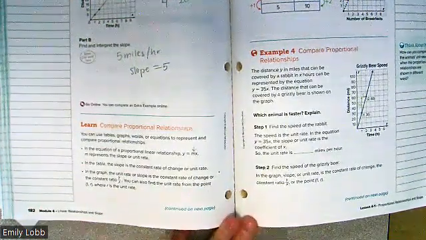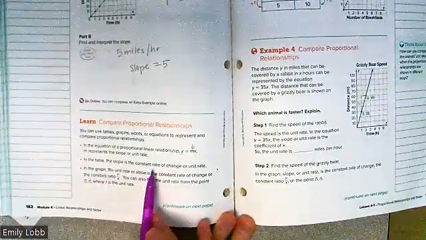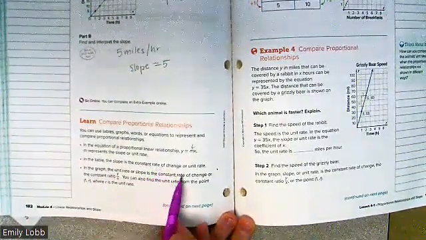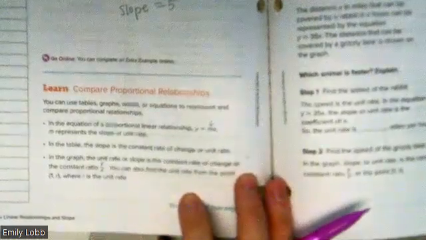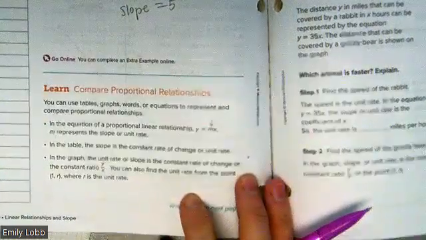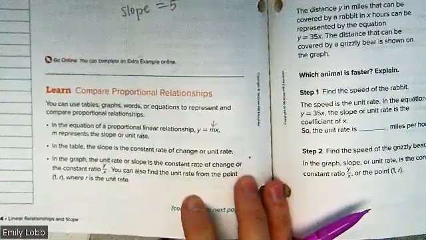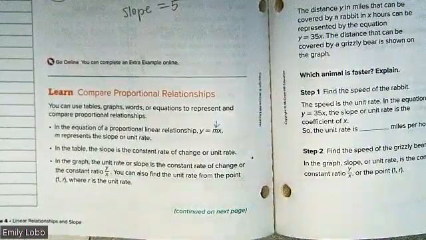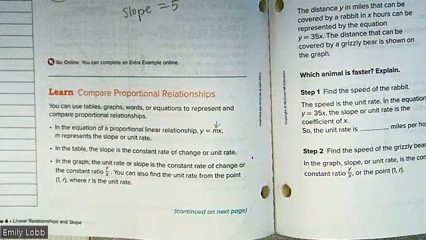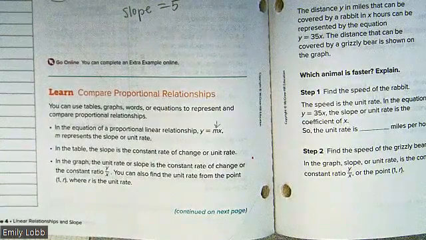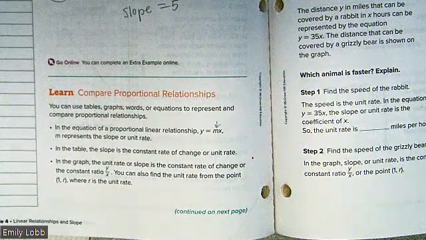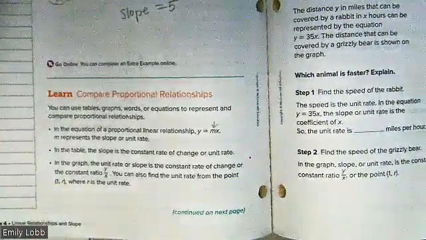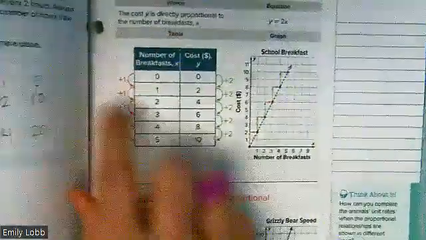So, in the table, the slope is the constant rate of change, or unit rate. In the graph, the unit rate or slope is the constant rate of change, or the constant ratio y over x. Sorry, I don't know why that's wonky. You can also find the unit rate from the point (1, r), where r is the unit rate. That sounds like a lot of verbiage, but we're going to look at some examples about what they're talking about.